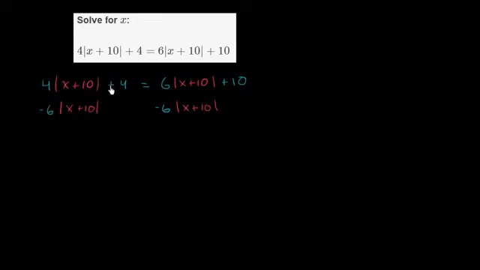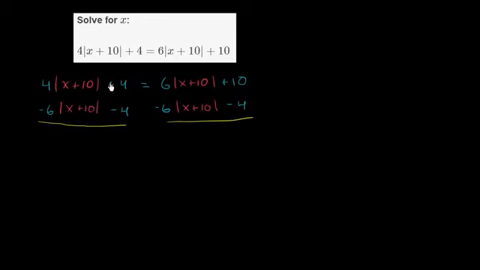And likewise, I want to get all my constant terms. I want to get this 4 out of the left-hand side, so let me subtract 4 from the left. And then I have to also do it on the right, otherwise my equality wouldn't hold. And now let's see what we end up with.